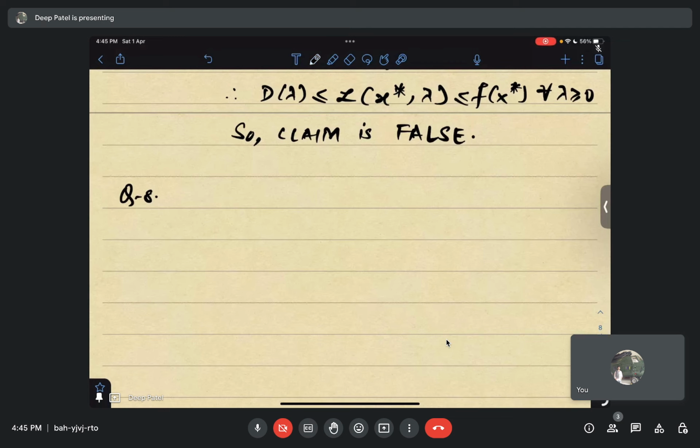The Fenchel dual you need to explain. I'm not understanding the concept of Fenchel dual. Yeah, I'll explain. Conjugate dual. Let me just write it down.